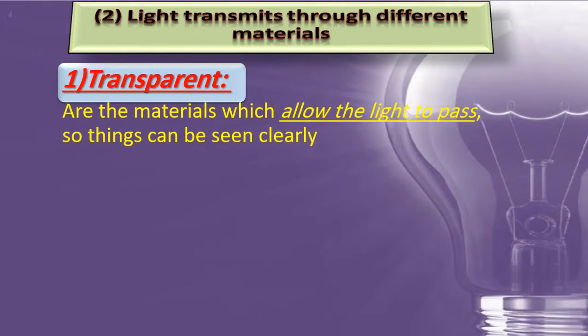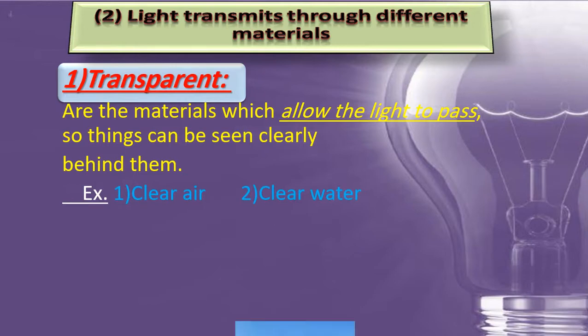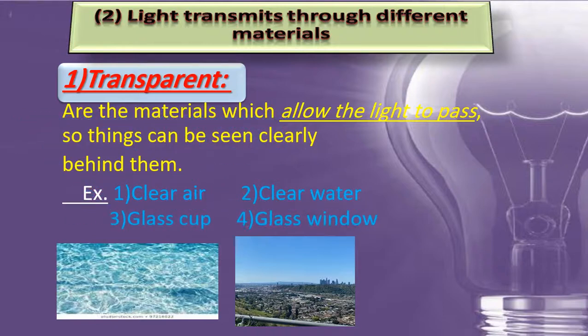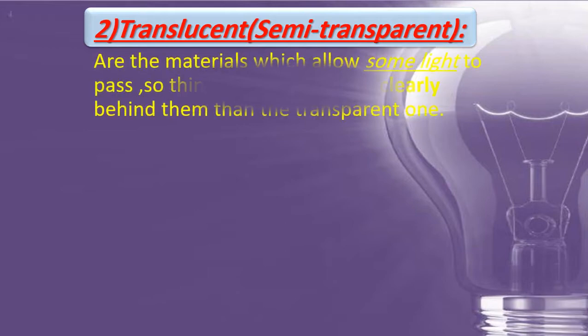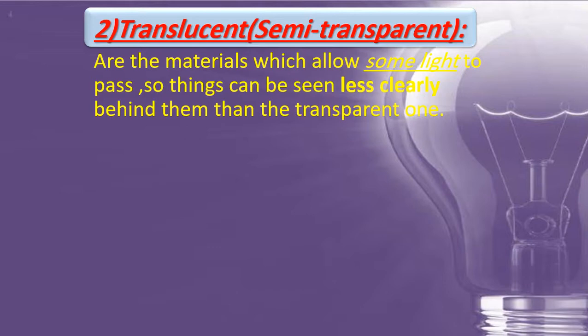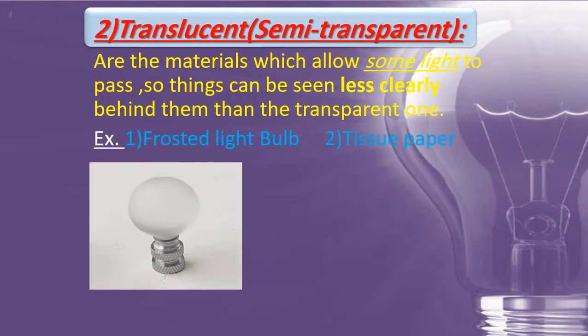Transparent materials are the materials that allow most light to pass through, and objects can be seen clearly behind them, just like clear air, clear water, glass cup, and glass window. What about the translucent or semi-transparent materials? They are the materials that allow some light to pass through, and objects can be seen less clearly behind them, just like frosted light bulb and tissue paper.